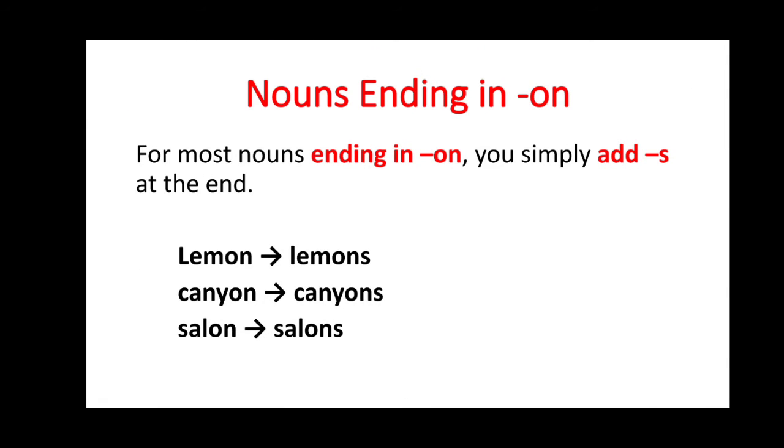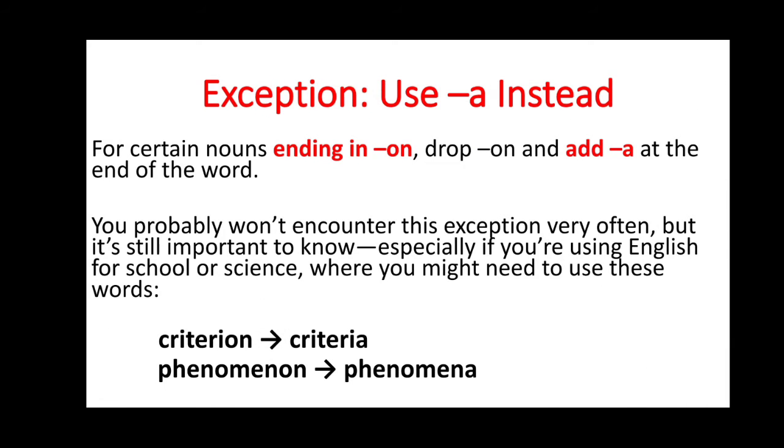Nouns ending in on. For most nouns ending in on, you simply add s at the end. Lemon, lemons. Canyon, canyons. Salon, salons. Exception. Use a instead for certain nouns ending in on. Drop on and add a at the end of the word.